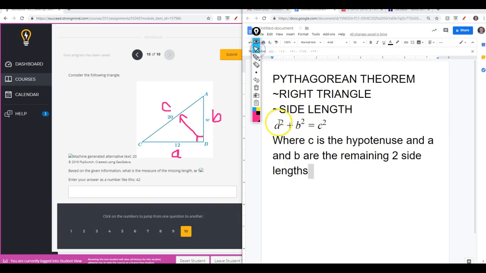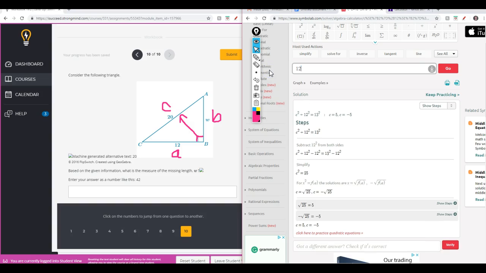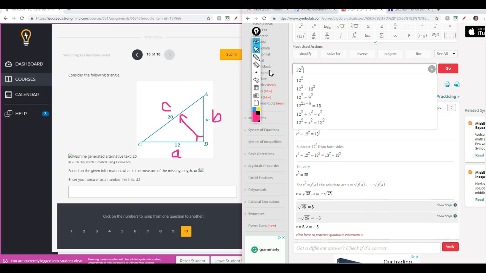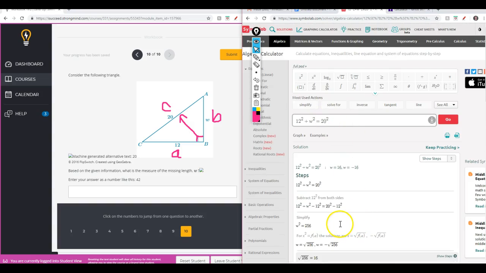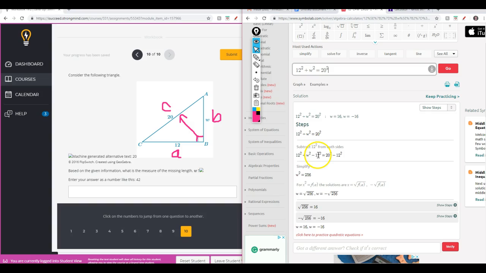So then using substitution, A has a measure of 12, B is W, and C, the hypotenuse, has a length of 20. So jumping over here, we add 12 squared plus W squared is equal to 20 squared. Again, it says to subtract 12 squared from both sides. This ends up, and then it says to simplify.